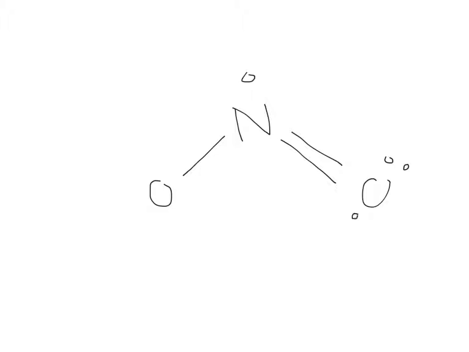Because of that free radical, we'll find that the Vesper diagram is going to have a bent shape because the lone pair bonding pair repulsion is greater than the bonding pair repulsion, giving us an angle of less than 120 degrees.